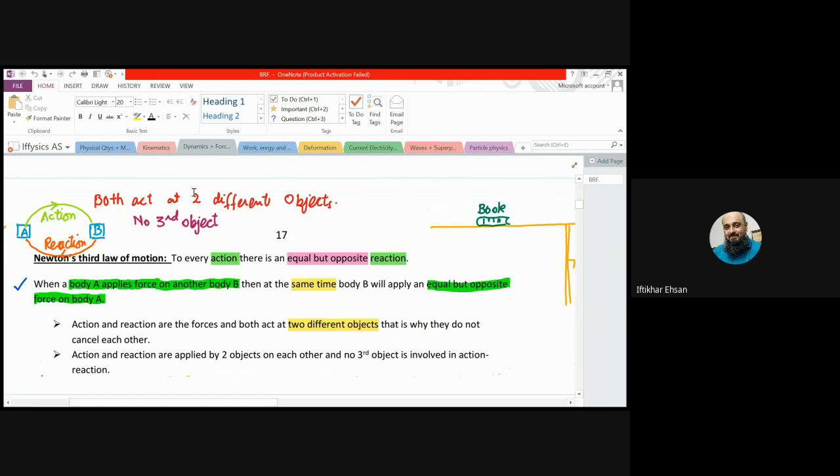So keep it in mind, if the nucleus attracts the electron, the electron will be attracting the nucleus. Both will be applying force on each other. If there is repulsion, a north pole repels a second north pole, the second north pole will also be repelling the first north pole. No third object is involved when we are talking about action and reaction, right?